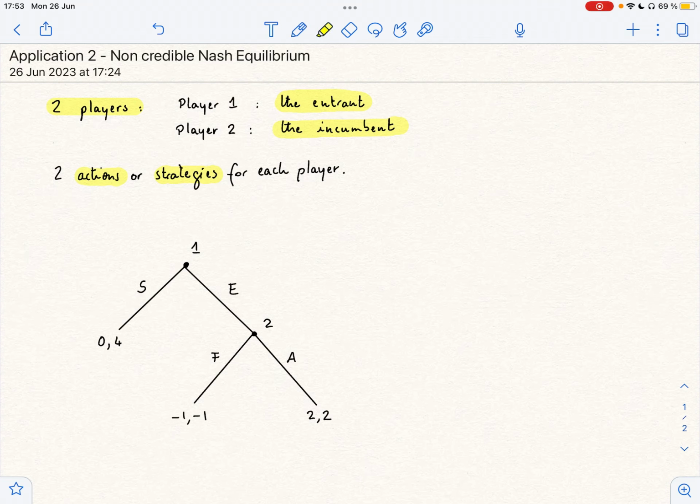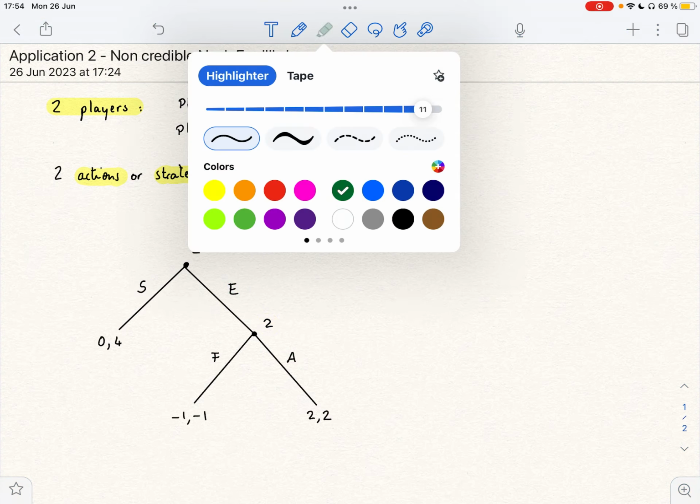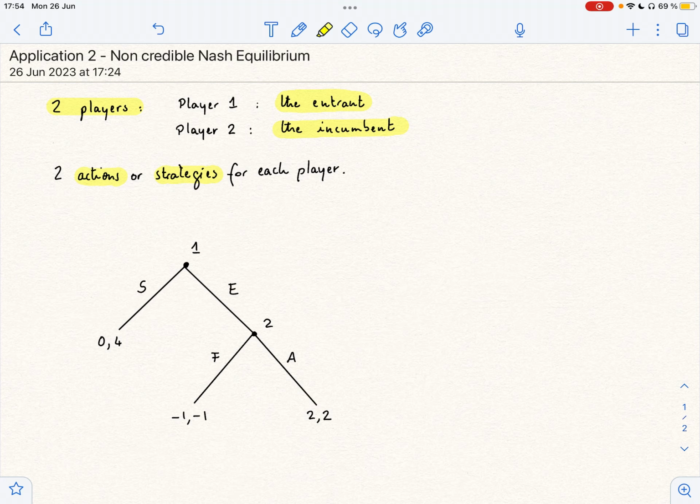Now the last element, now that we talked about the players, player one and player two, the action of each player, player one can either stay out or enter, and player two can either fight or accommodate. Now that we've discussed all of these things, the last element is going to be the payoffs of the game. And so here, for each potential outcome, we assigned a pair of payoffs here, which denote the first entry is going to be the utility of player one, and the second entry is going to be the payoff or the utility of player two, right?